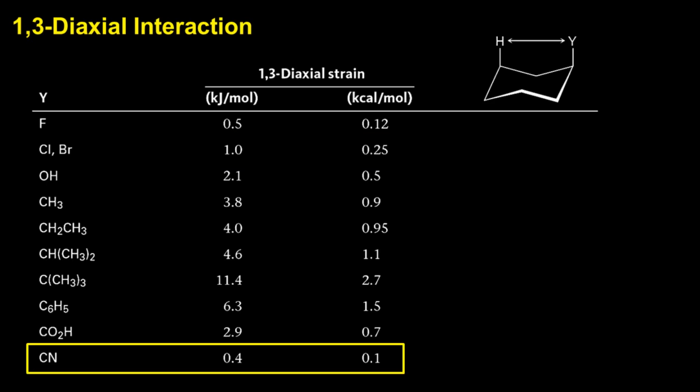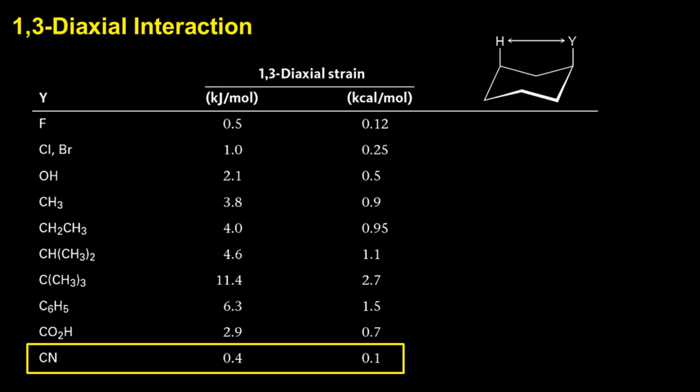Another interesting case is the cyano group, which has an extremely low 1,3-diaxial strain value, just 0.4 kilojoules per mole. That's because the cyano group is sp hybridized, which means it's linear in shape, and because of that, it barely gets close enough to interact with nearby axial hydrogens, so there's almost no steric strain at all. This shows us something important. Steric strain isn't just about atomic size. It also depends on things like bond length and geometry.